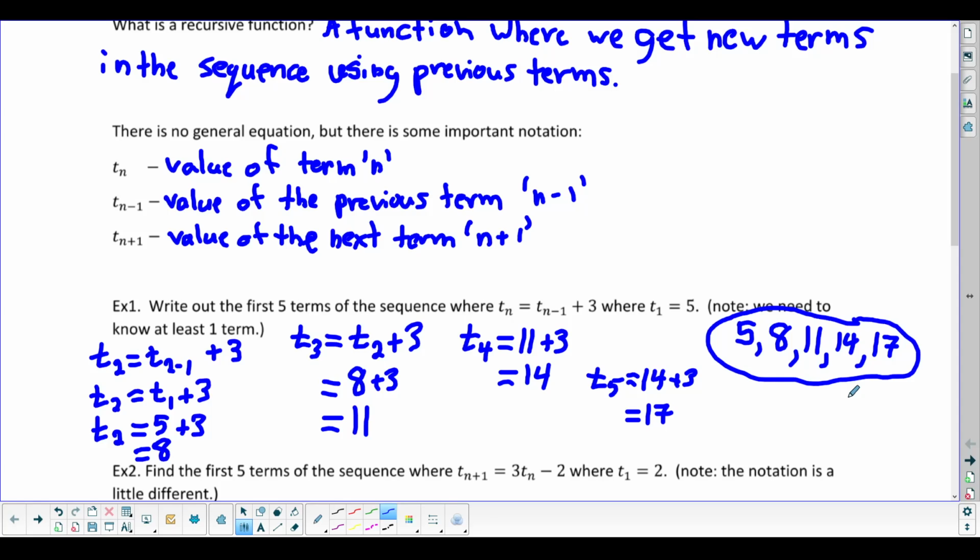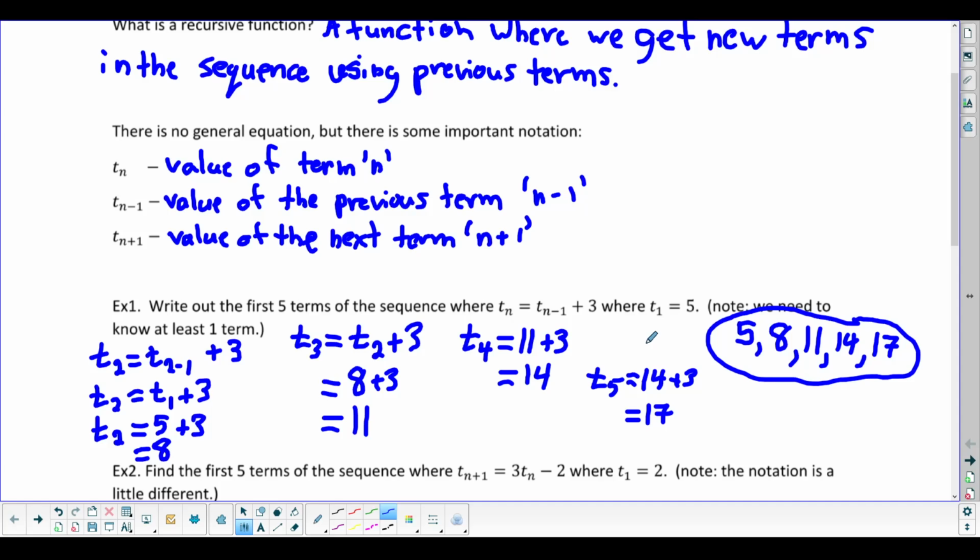But here, with a recursive function, in order to find term 100, we need to know what term 99 is. In order to know what term 99 is, we need to know the previous term, term 98. To know that, we need to know term 97, and so on, and so on. So these can be very useful, and they'll actually give us patterns we cannot represent using algebra or arithmetic or geometric general equations. But they have some limitations.